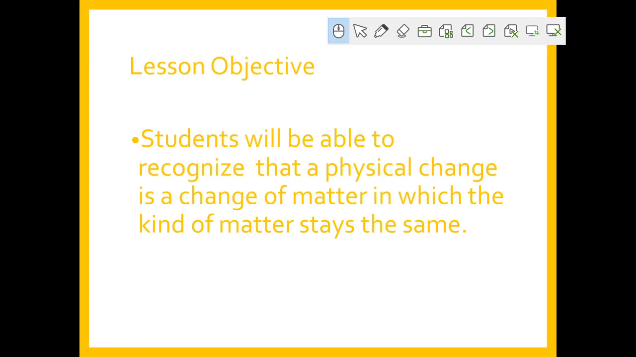Our objective: students will be able to recognize that a physical change is a change of matter in which the kind of matter stays the same. So, at the end of our lesson, we will understand this part of the lesson.